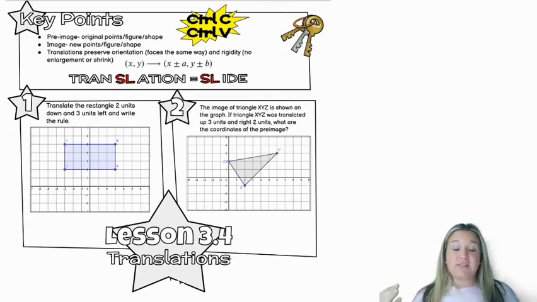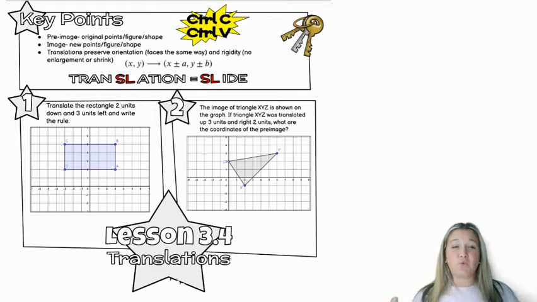One thing I want you to note, and some vocabulary words that we're going to use, is that translations preserve orientation. Orientation is just the way the shape is facing. So it's going to stay facing the same way, and it preserves rigidity. So basically, it's not going to get larger or smaller. It's just going to stay the exact same size. It's going to stay facing the same way, and we're just going to be moving it around. Okay, so translation is a slide. You can see the SL in translation and SL in slide.